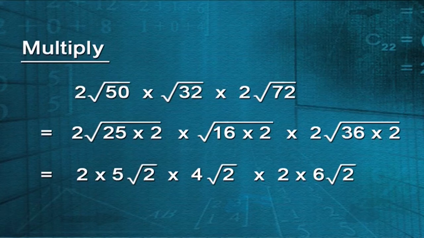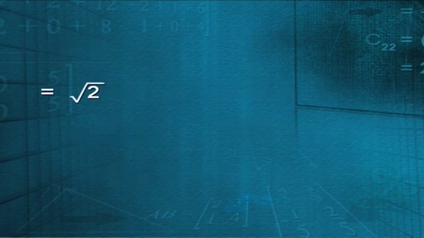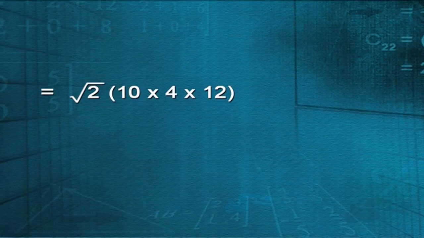Now, in all the three surds, we find that the irrational factor is common, that is under root 2. We take under root 2 outside, and inside the bracket we are left with 10 into 4 into 12. When we multiply 10 into 4, we get 40, and 40 multiplied by 12, we get 480. Therefore, this is equal to 480 root 2. Let us see one example on division also.